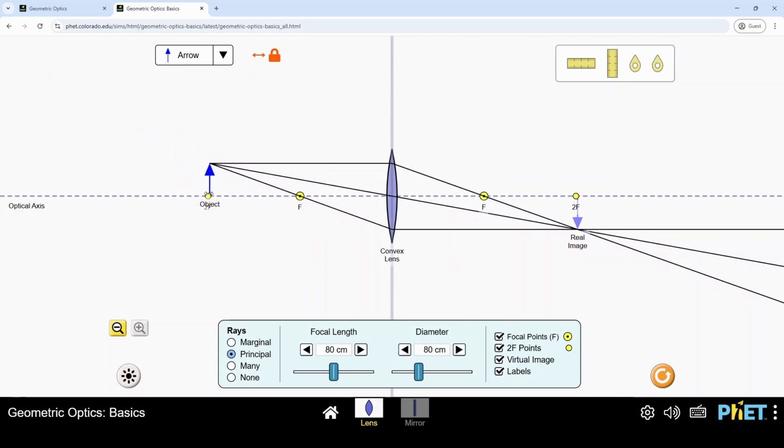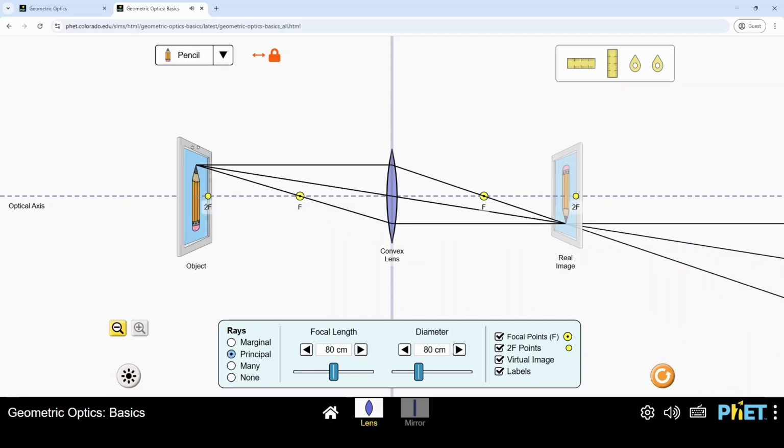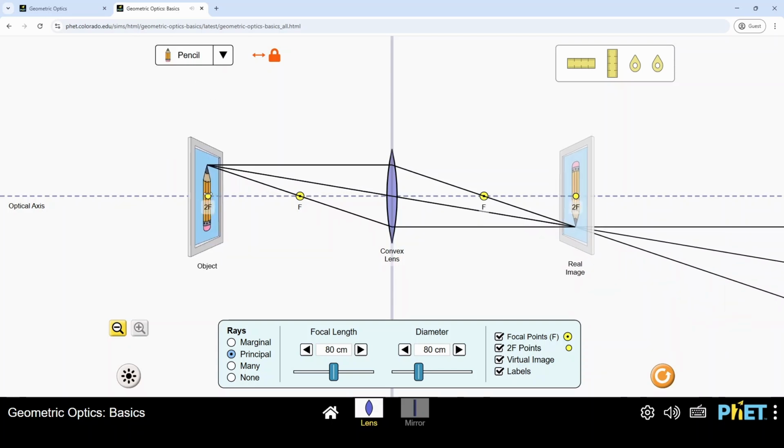Now, in the simulation, we can also do one more thing. That is, we can change the object. So let us change it to a pencil. As you can see, this pencil is, as usual, kept at 2f. And there is one more parameter mentioned here, that is diameter. If we decrease it, the lens has become smaller. If we increase it, it has become bigger.